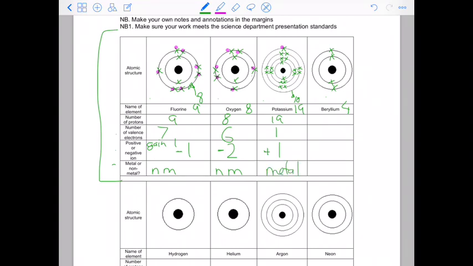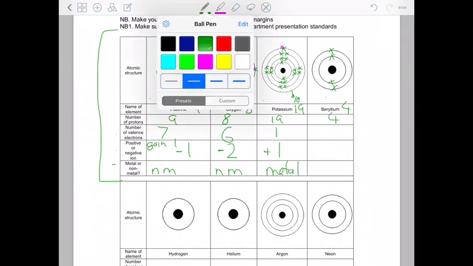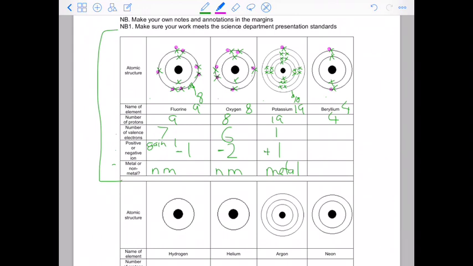And beryllium has 4 protons. It has 2 valence electrons, so it'll become a +2 ion when it loses those 2. It's easier to lose the 2 than to gain 6 more, and so it is a metal.